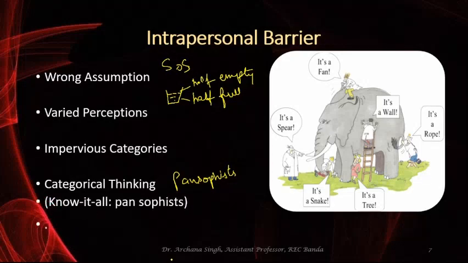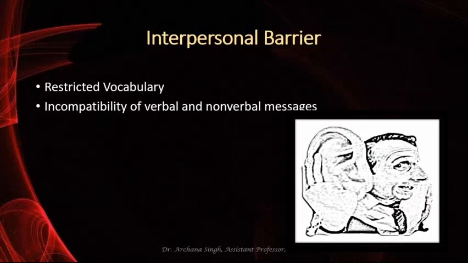Next is your interpersonal barrier. An interpersonal barrier is when two or more people are interacting, a problem arises, a kind of noise is created, then it is a barrier. So there could be many reasons behind it.